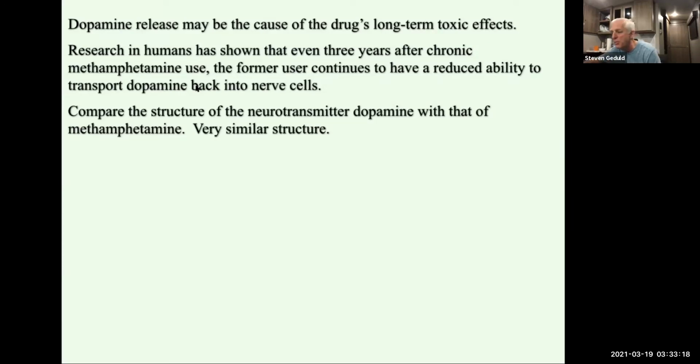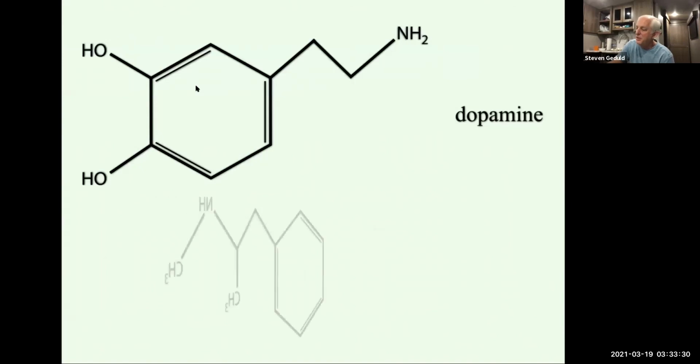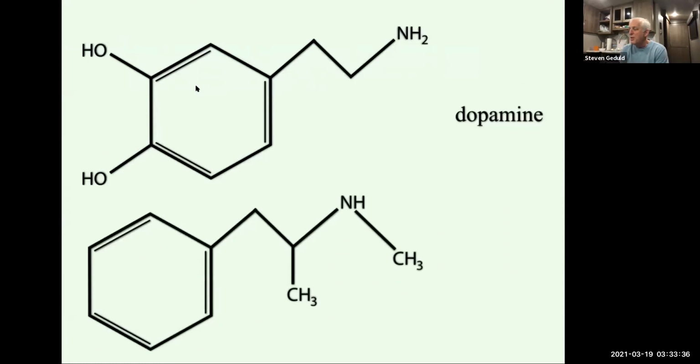Compare the structure of the neurotransmitter dopamine with that of methamphetamine. They're very similar. Everything revolves on shape. So it stimulates the same receptors as dopamine stimulates. Okay. So if we look at this, this is dopamine. That is methamphetamine. You can see the similar benzene rings. Dopamine, you can see it's a little more polar because it has two alcohol groups attached to it. But you can see that the amphetamine has a very similar structure, very similar shape.